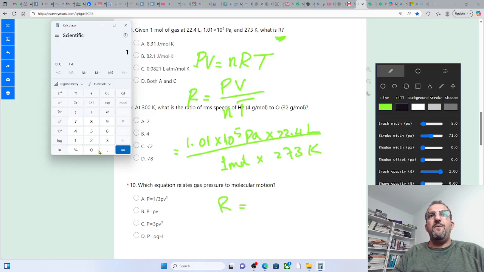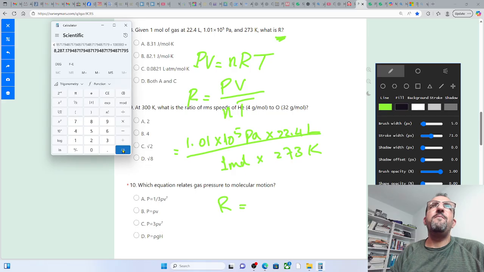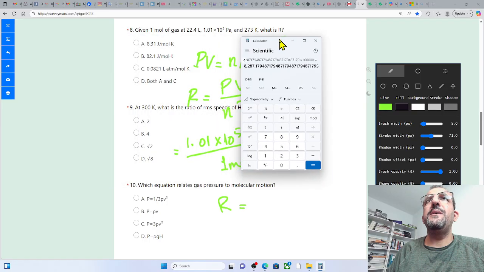So let's do that. I have 1.01 times 22.4, that's equal to, and then I divide by 273, so that's equal to, and then I multiply this by 10 to the power 5. So that gave me 8,287.